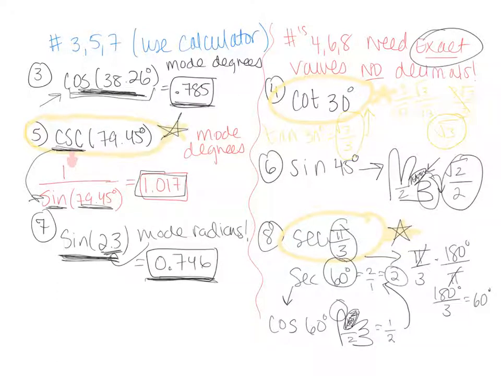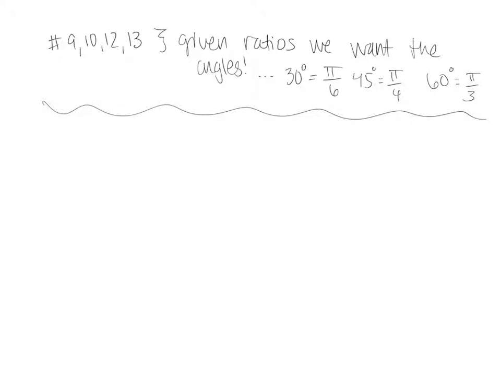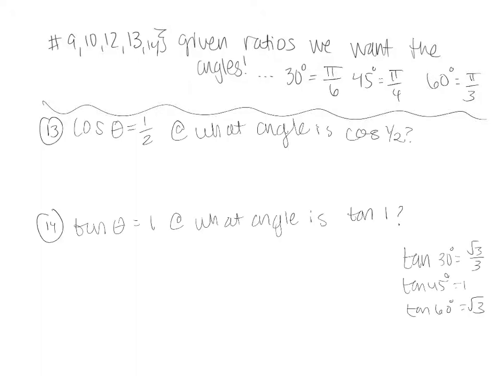Okay, so for number 9, 10, 12, and 13, sorry, we skipped 11, and 14, we're given ratios and we want to work backwards and find the angles. This is a little bit harder than the part before, but it's not too bad. For this next section, what it's really asking for is theta. It's asking for the angle. They give us the ratio, we want the angle.